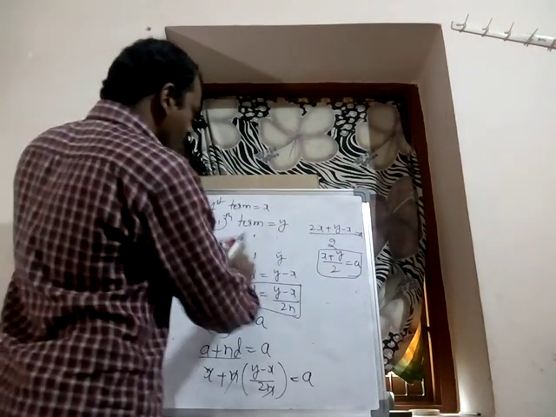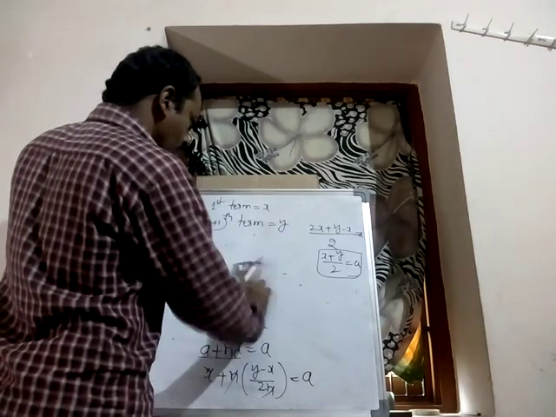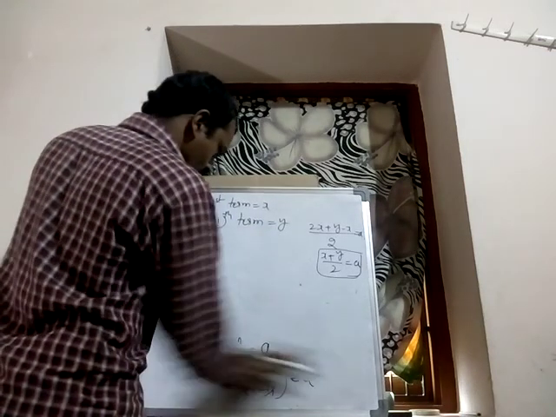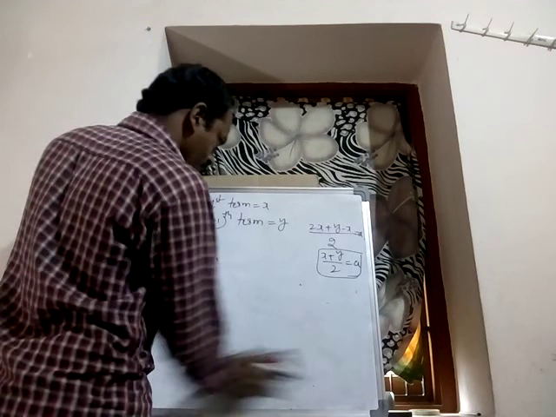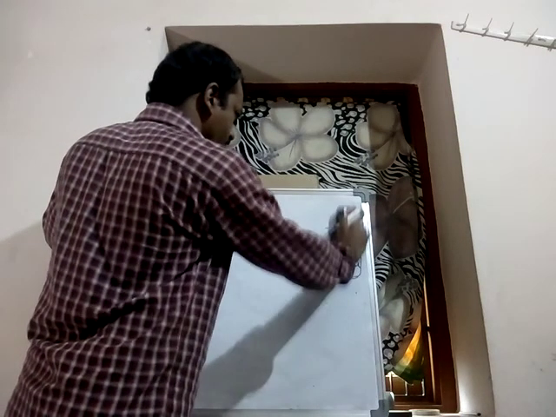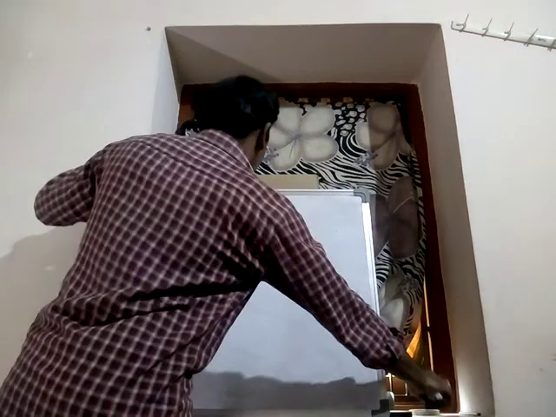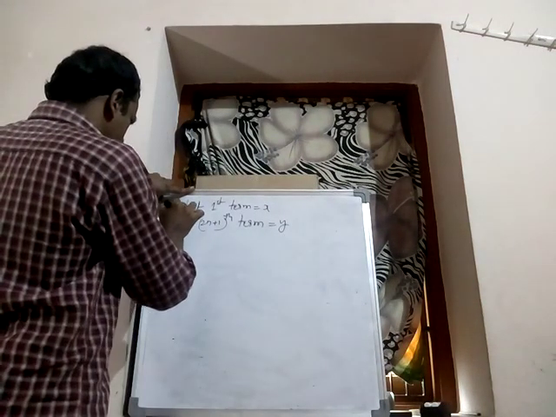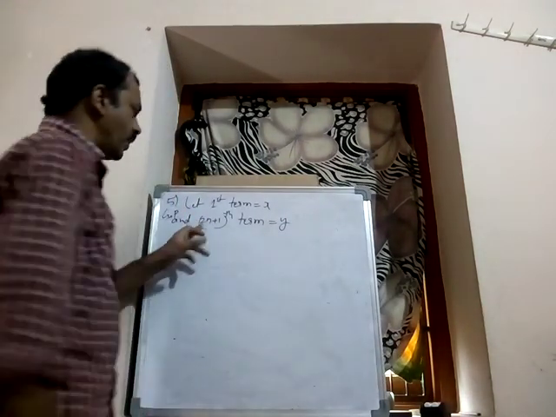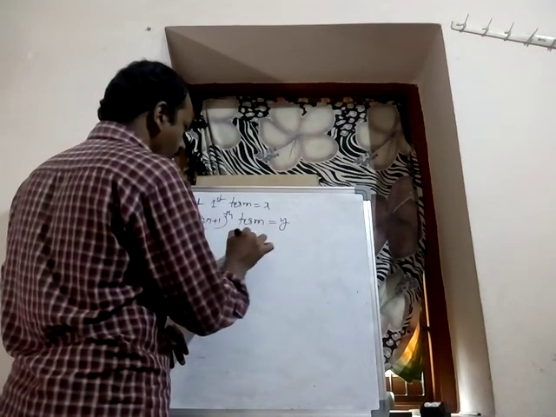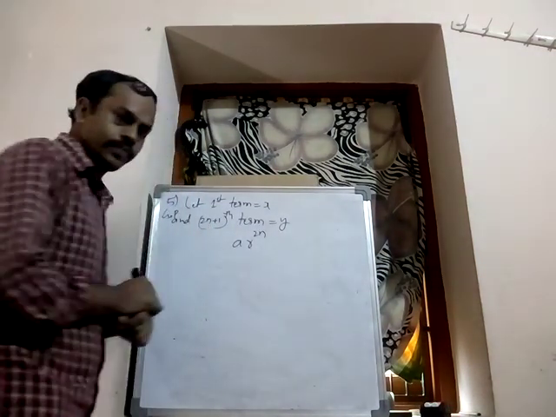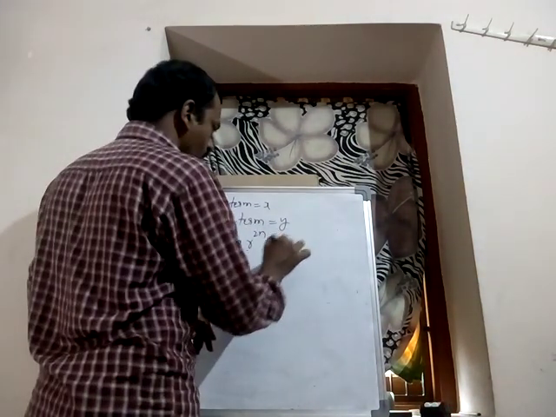If you take a as GP relation, okay, what is in GP? 2n plus 1th term, a r to the power of 2n. A r to the power of 2n is equal to y.